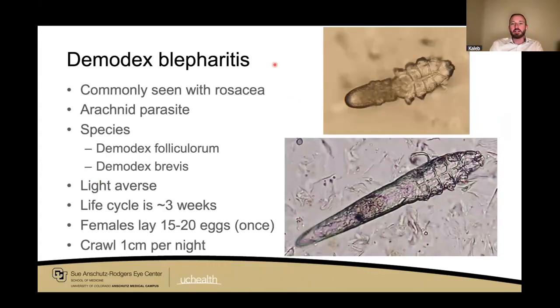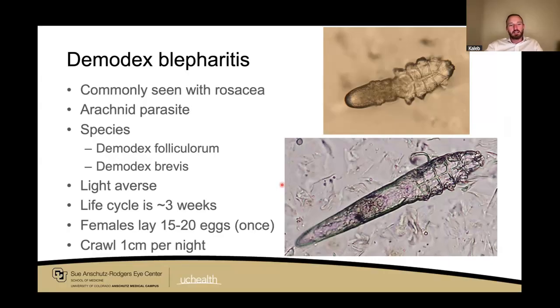So the top Demodex that's pictured here is a species called Demodex brevis. This is a shorter, fatter species that lives inside sebaceous glands, like the meibomian glands. And the bottom one is Demodex folliculorum. This is a longer, skinnier type of Demodex that lives inside pilosebaceous glands. So the sebaceous glands that have hair follicles, like our eyelashes.